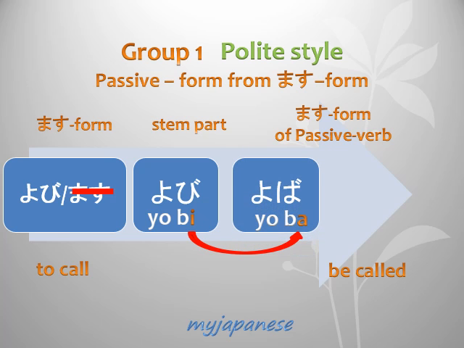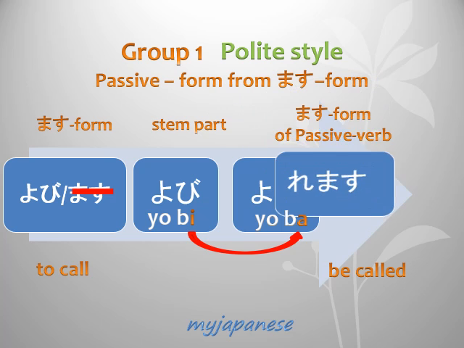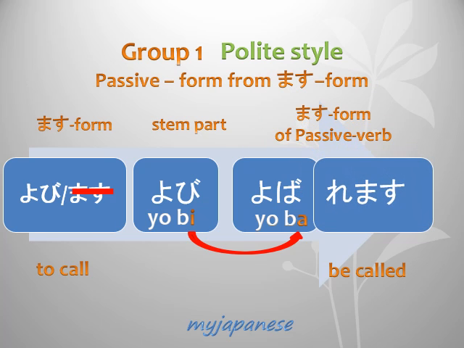You see the stem part changed from yobi to yoba, right? Then put remasu at the bottom. Yobaremasu, be called, is passive form. This is masu form. With this, you can make a present affirmation sentence in polite style.